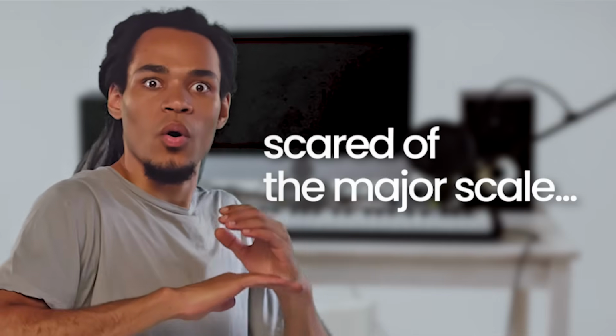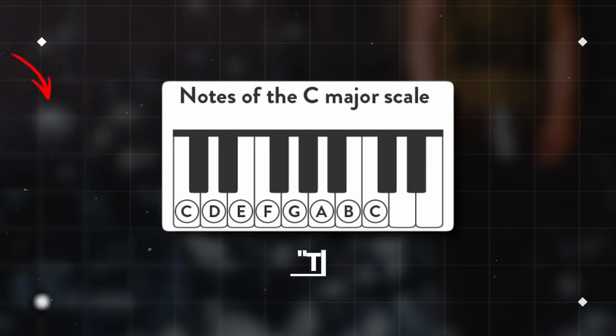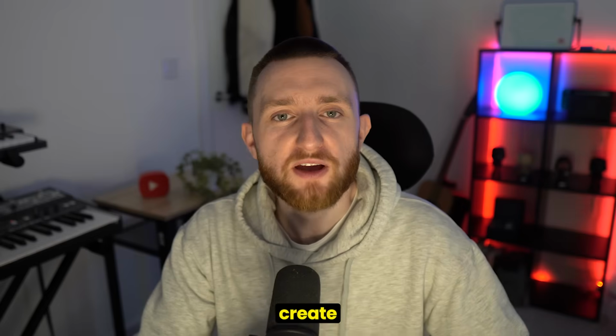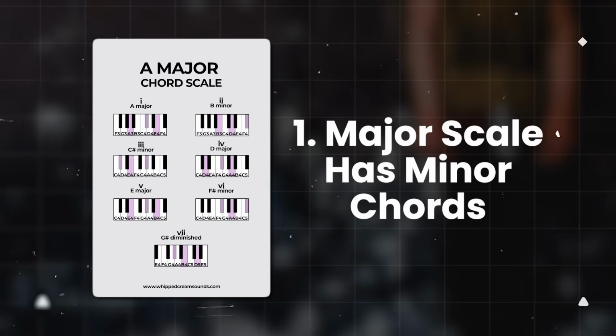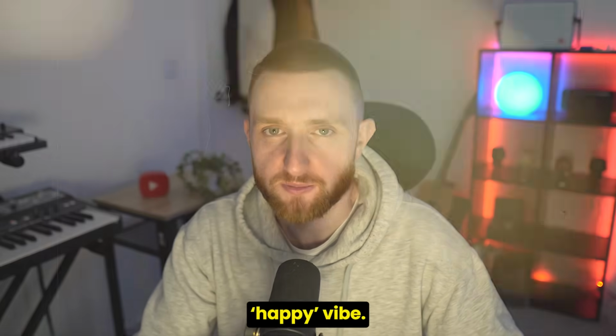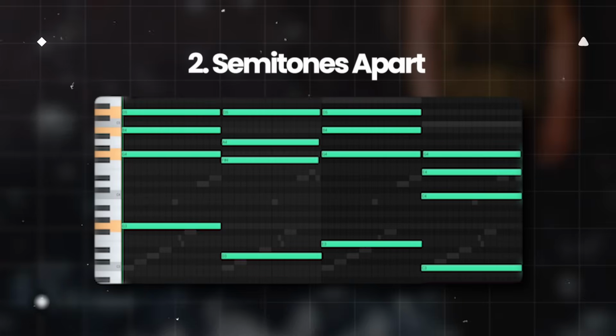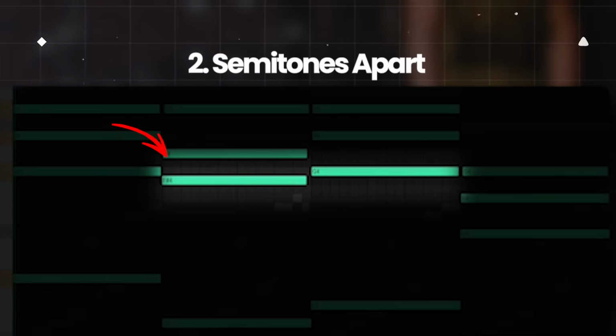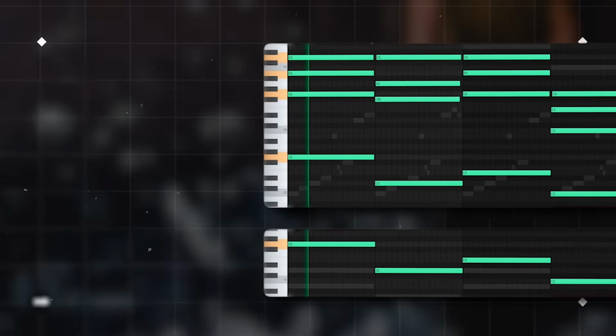Most producers are scared to use the major scale because it's always seen as too happy. Use these two principles with your chords and you can create a feeling similar to Hell of a Night. First, the major scale still has minor chords. Using them in your progression will give you a much less happy vibe. And second, the one I used for our beat is the age-old trick of using chords that contain notes a semitone apart, creating tension.